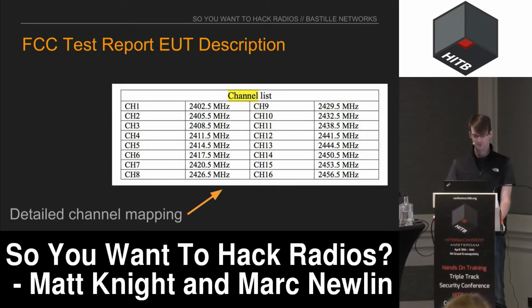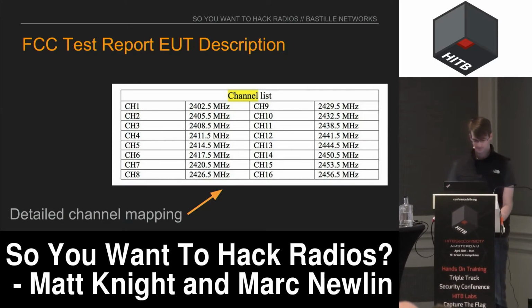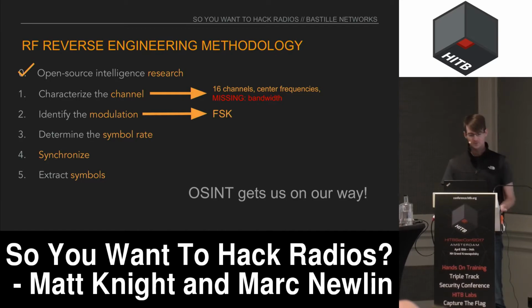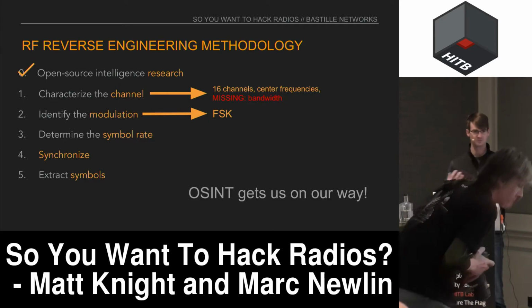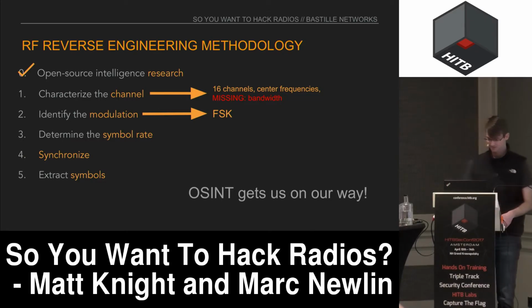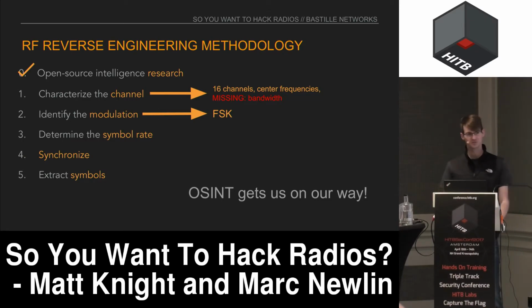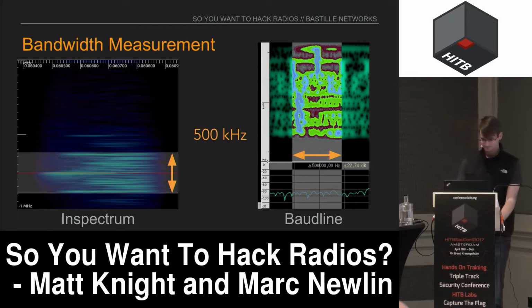If we keep digging through the report, we find a detailed channel mapping showing exactly what the center frequency of those 16 channels are. So by doing some open source intelligence research, again, just a quick Google search and reading a document, we're able to determine that there are 16 channels, identify what their center frequencies are, and also determine the modulation type. And that's without even looking at the radio, right? That's just having the device, doing a Google search, getting some information. So open source intelligence really starts the process and gets us on our way here.